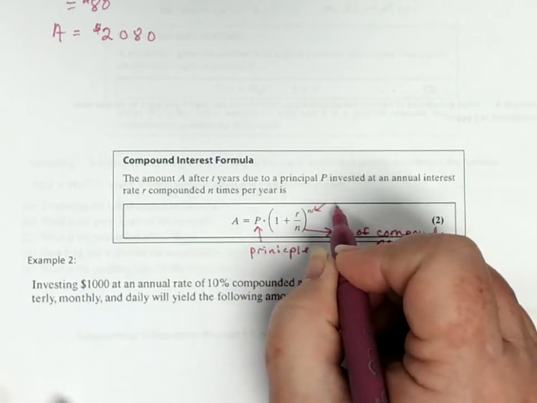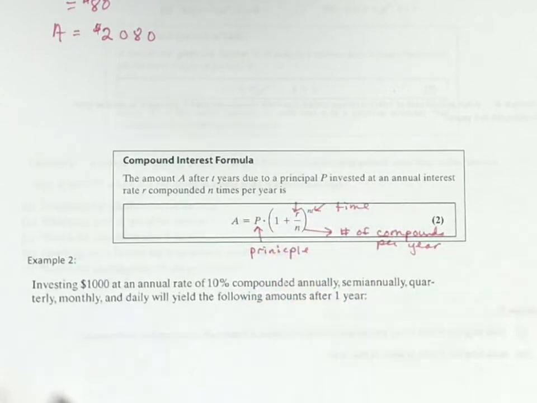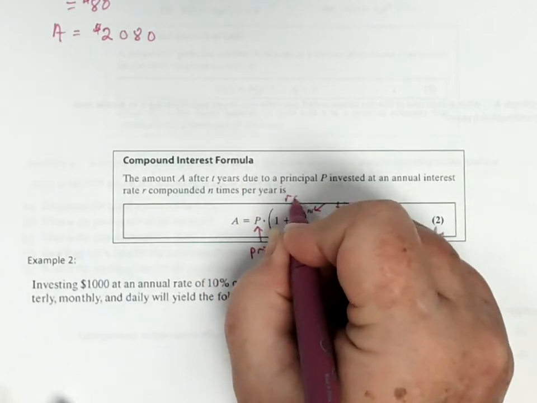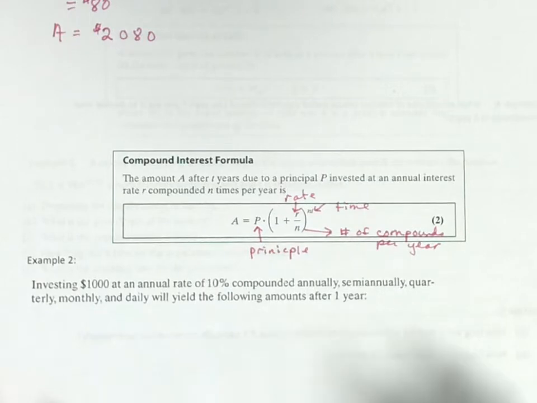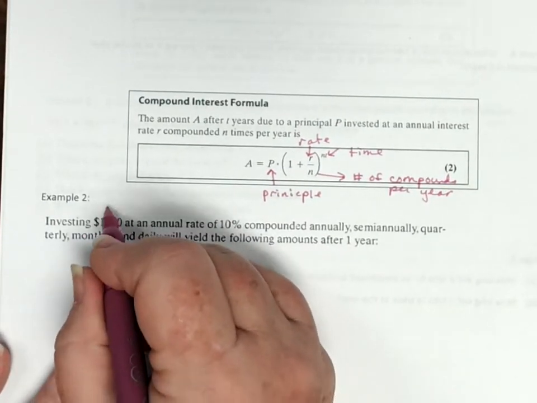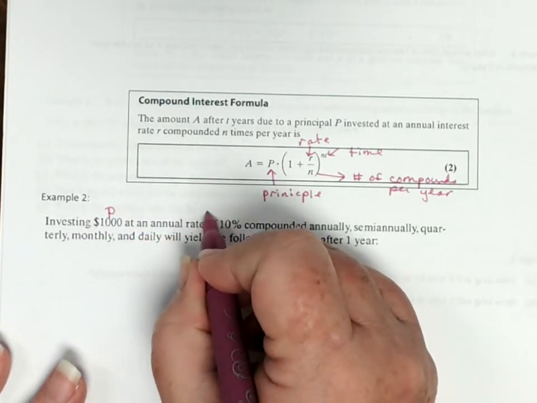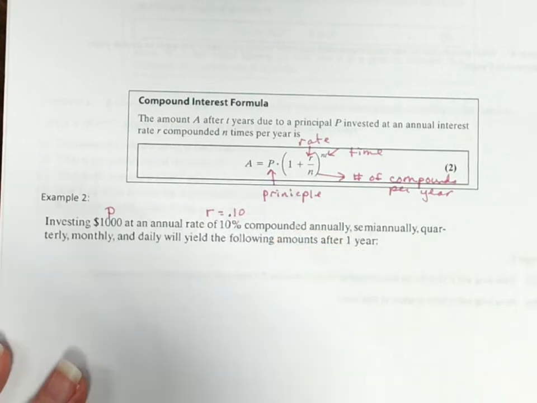The lowercase t right there is time. And the R is the rate they are going to give me. So let's take a look at this first problem. It says I'm going to invest $1,000. That means that's my principal at a rate of 10%. So the rate is 0.10.